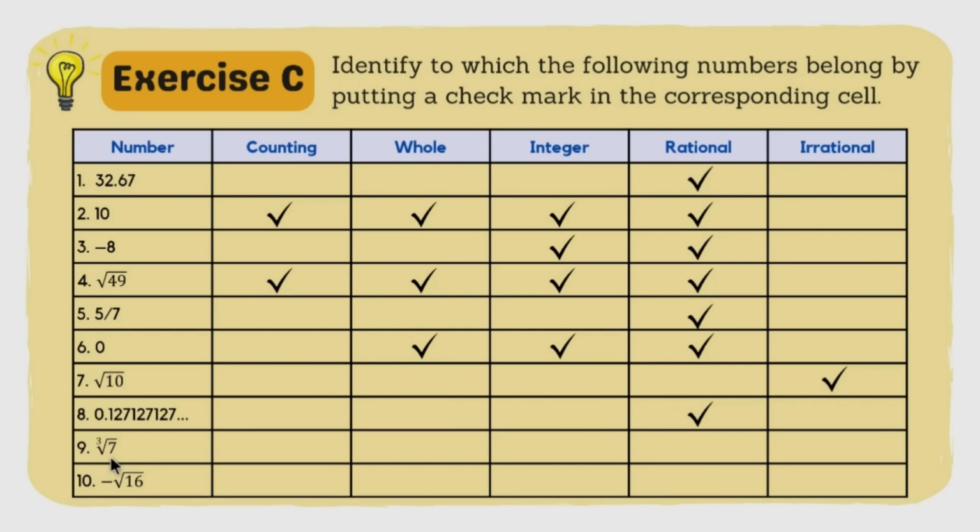Okay? Next, we have cube root of 7. Okay? Is 7 a perfect cube? Hindi po. Ibig sabihin, this is an irrational number. And last number, number 10, we have here negative square root of 16. Okay, evaluate lang natin. Meron bang square root ang 16? Yes. Ano po ang square root ng 16? It's just 4. But we have here negative, therefore, this is negative 4 kung i-evaluate natin. So, saan po belong ang negative 4? Counting ba? Whole, integer, rational, or irrational? It's just integer and rational. Okay, yun po yung mga sagot natin. I hope na kuha nyo po ng tama.